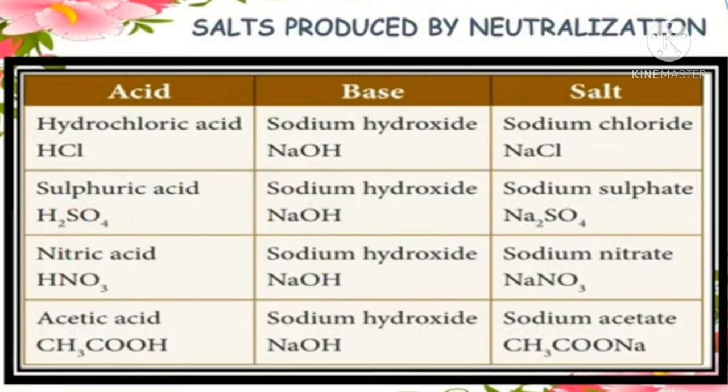Let's see the salts produced by neutralization reactions. Acid is hydrochloric acid, HCl, base NaOH, that is sodium hydroxide. It gives sodium chloride as a salt, NaCl. The next one, sulfuric acid, H2SO4, and the base is sodium hydroxide, NaOH. It gives the salt sodium sulfate, Na2SO4. The third one, nitric acid, HNO3, and the base is NaOH, sodium hydroxide. The salt formed is sodium nitrate, NaNO3.